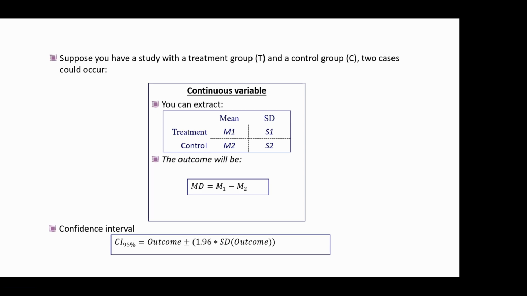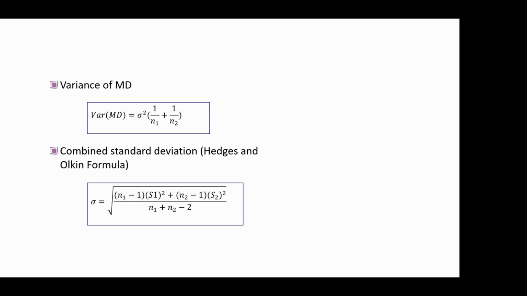Well, and the confidence interval, there are quite a lot of equations in the next slides, but these are done by the software. This is just for you to understand how it works. Confidence interval is given by this formula, okay. And variance is given by this formula.